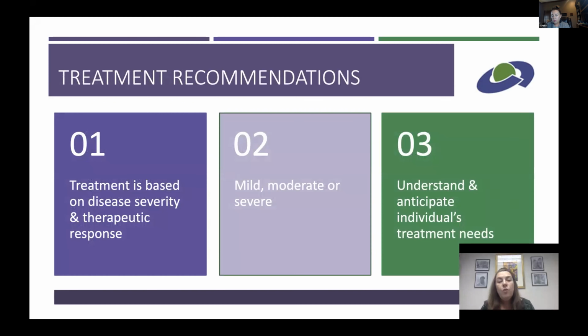So the treatment recommendations are based on three things. First of all, they're based on disease severity and the therapeutic response at each of those severity levels. Secondly, when we're talking about that severity assessment, we have three different levels: mild, moderate, or severe. And then thirdly, we need to understand and anticipate individuals' treatment needs. So perhaps they just say, honestly, there's no way we can apply an ointment 2 or 3 times a day. Or perhaps it is, there's no way we can avoid this particular activity or this trigger in the patient.